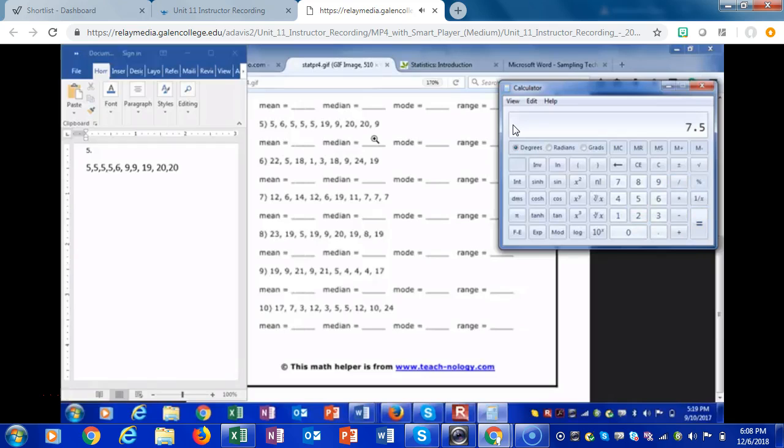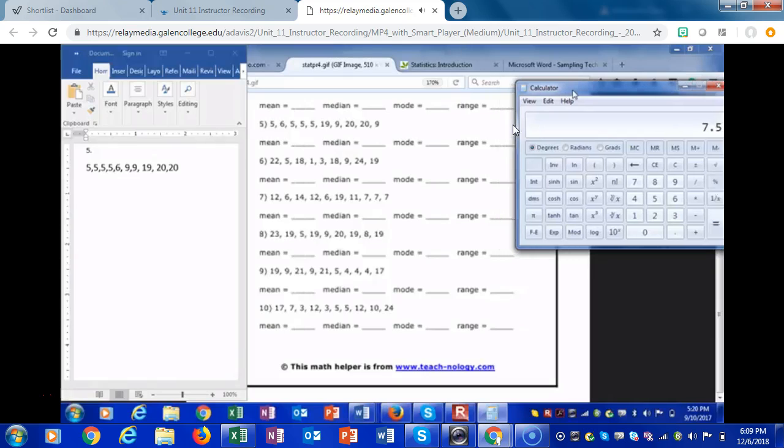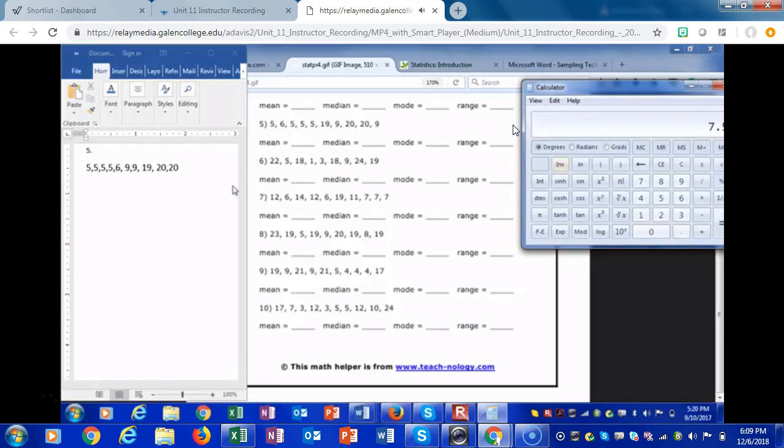For your mode, it's the number that appears the most. Well, 9 and 20 appear twice, but 5 appears 4 times. So your mode in this case would be just 5. Your range here will be the difference between the largest and the smallest. So 20 minus 5 is 15. Okay? All right. Let's see if we can do 1 or 2 more, and then we can go on to sampling techniques.